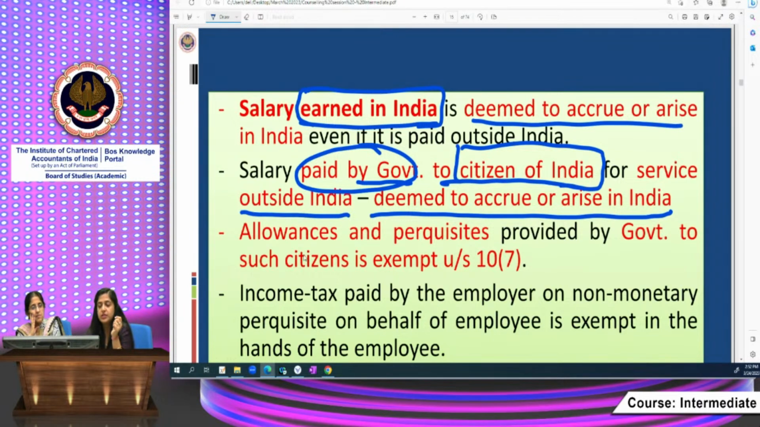Whatever allowances and perquisites you are getting from the government are also taxable in India. But there is an exemption under section 10(7) in this regard. Whatever allowances or perquisites you are getting from the government, being a citizen of India, for services rendered outside India, that is exempt and you are not chargeable to tax in that respect.